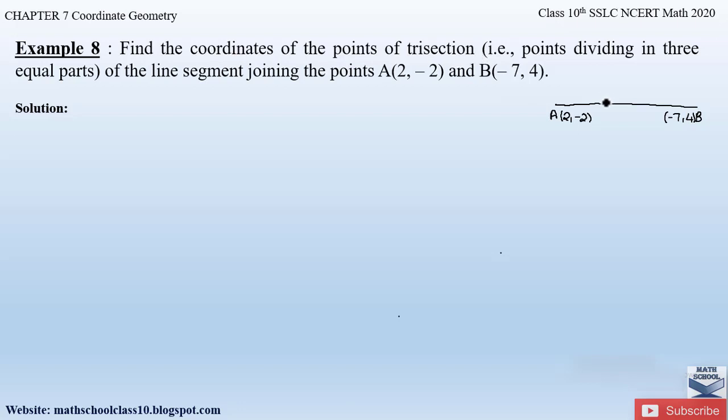There are 2 points here which make a trisection, that is 3 equal parts. Let us assume the points to be point P and point Q. We have to find the coordinates of point P and point Q, which divide the line segment AB in 3 equal parts. In previous examples we saw a single point dividing the line segment in some ratio, but here we have 2 points dividing the line segment in 3 equal parts.